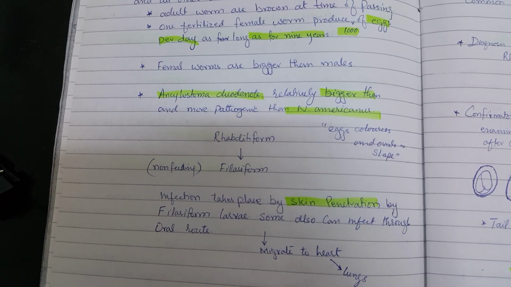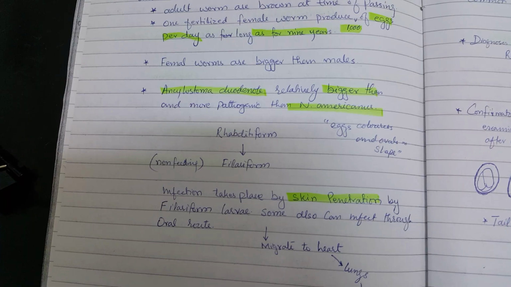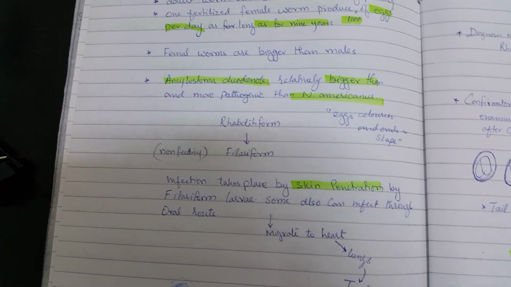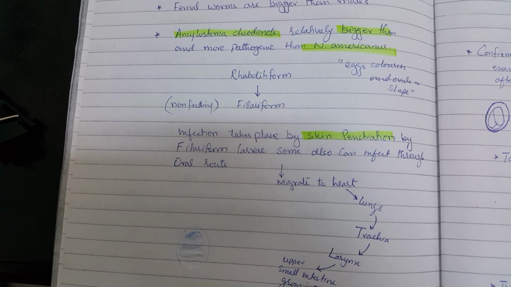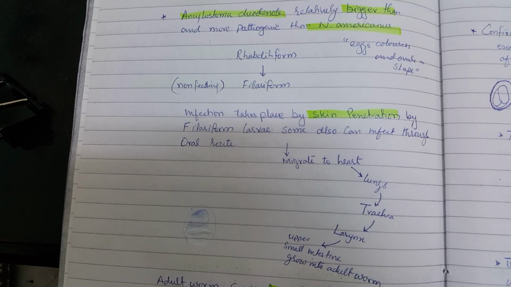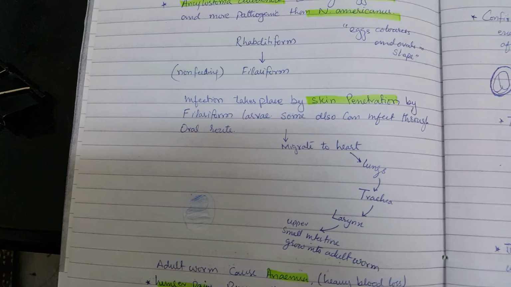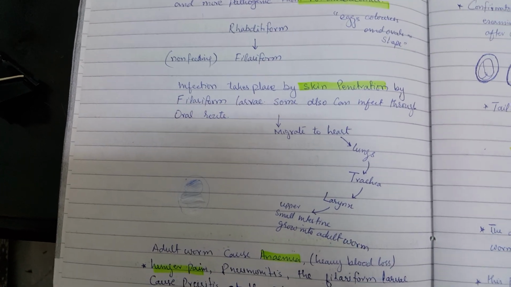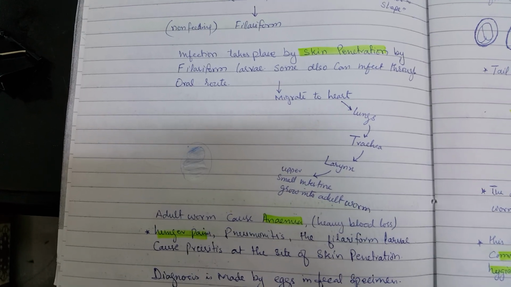The eggs are colorless and oval shaped, hatching into rhabditiform larva, which then transforms into the filariform larva, the non-feeding form. Infection takes place by skin penetration by the filariform larva. Some can also infect through the oral route. They migrate to the heart and the lungs, then trachea and larynx, and the upper small intestine, where they grow into adult worms.